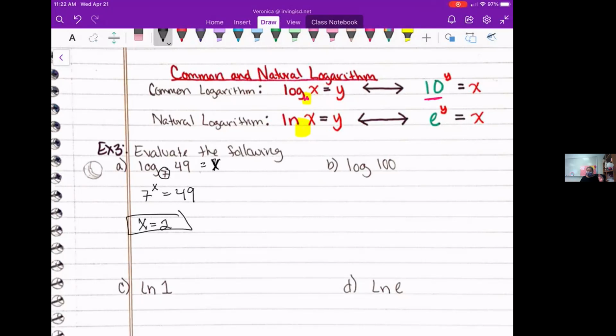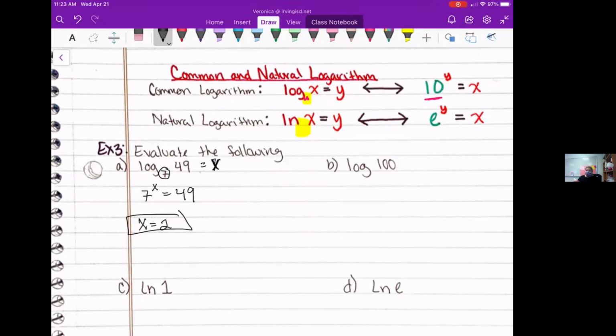So when you evaluate the logarithm base 7 of 49, your answer is 2. But do you see how when we converted it to an exponential, it was a lot easier to evaluate? Okay, go do B.